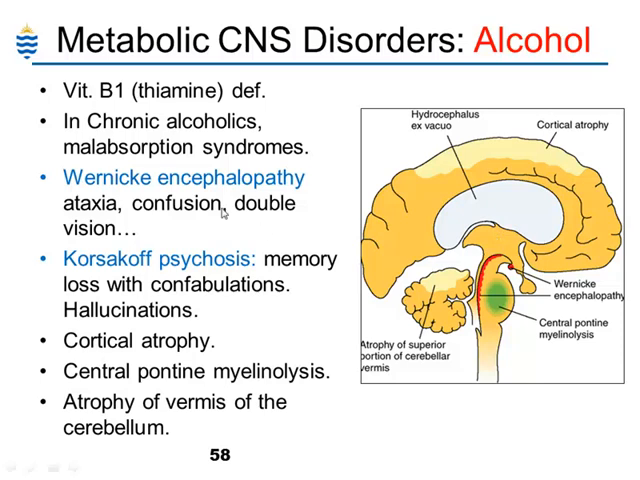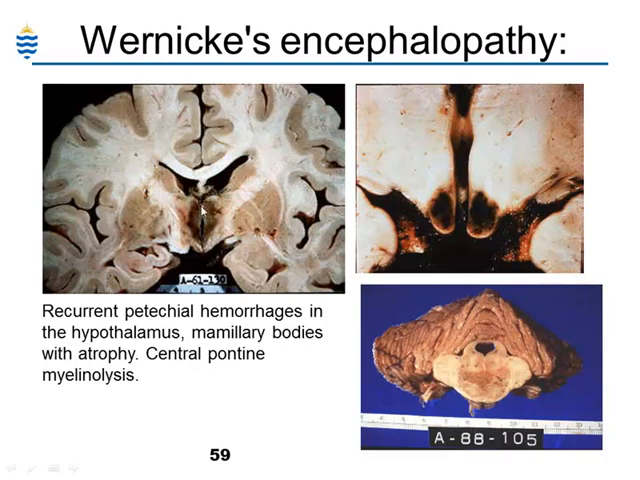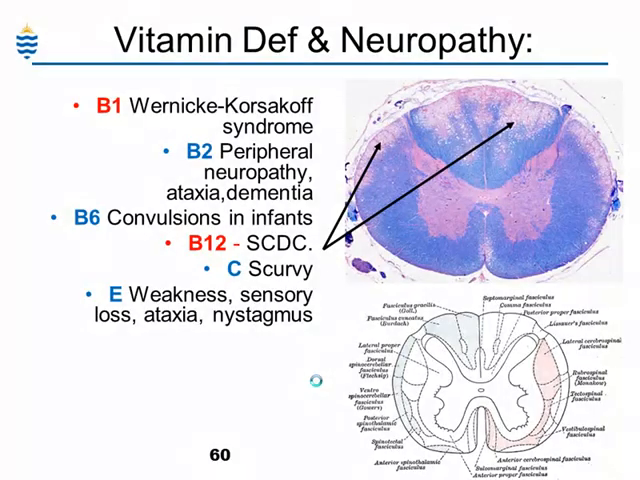Alcohol induced Wernicke's encephalopathy and Korsakoff psychosis. Two of them, just two lines probably, just what are the features. Wernicke's encephalopathy, there is bleeding in the mammillary bodies and degeneration in the strata. Vitamin deficiency and neuropathy. Commonest is only B12 deficiency. B1, B2, B6 and B12. Commonest is B12, but in alcohol it is actually due to B1, Wernicke's and Korsakoff syndrome. It is not really the toxic effects of alcohol, but it is the associated B1 deficiency which contributes.